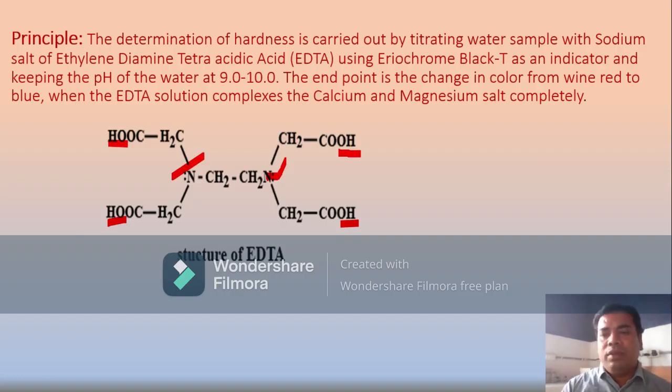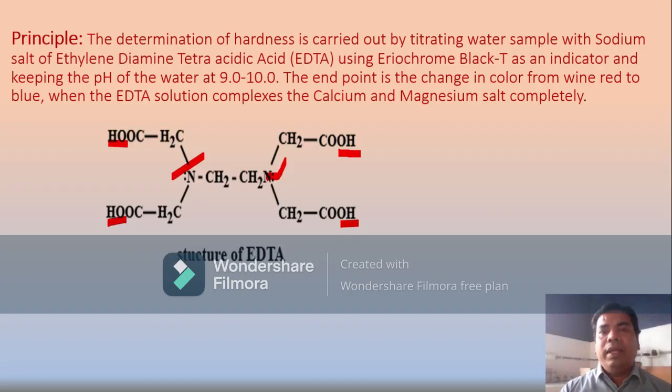EDTA is commercially available and low cost, and it forms a more stable complex with the calcium and magnesium metal atoms. Okay, right. And also here we are using eriochrome black T as an indicator. We use the eriochrome black T indicator. So it is also an organic compound.